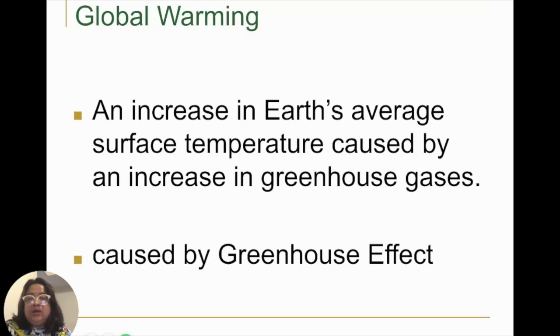What happens next? There will be global warming. It is an increase in Earth's average surface temperature caused by an increase in greenhouse gases. It is also caused by the greenhouse effect. So if there is global warming, it means it will be very, very hot. Imagine if you are walking down the street with your ice cream. If it's too hot, the ice cream would melt right away. You know what I mean?